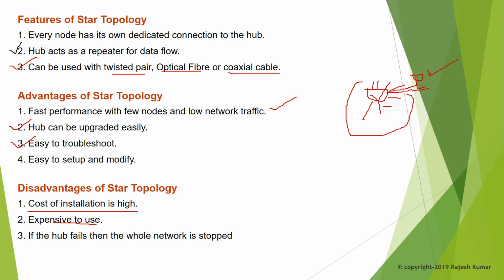The third one is that if the hub fails, then the entire network will stop. This centralized device is the single point of failure. If, due to any hardware or software reason, the centralized device goes down, no computer in the network will be able to communicate with each other. This is the major disadvantage. However, apart from all these disadvantages, the star topology is still the most famous and commonly used topology at this time.